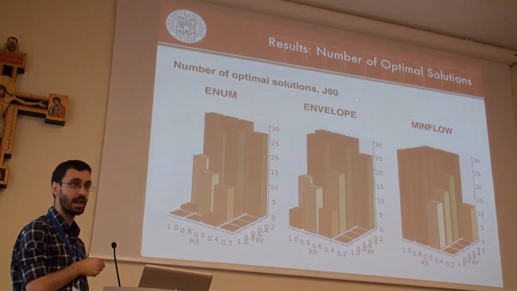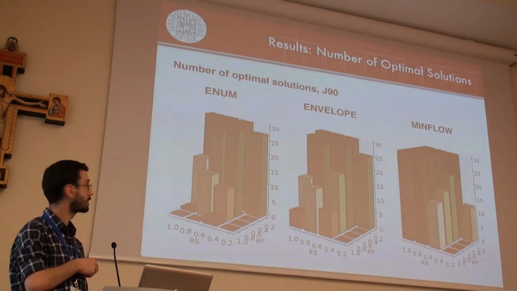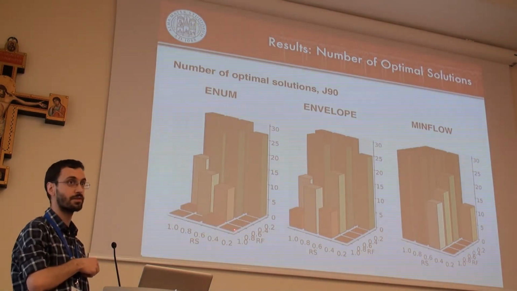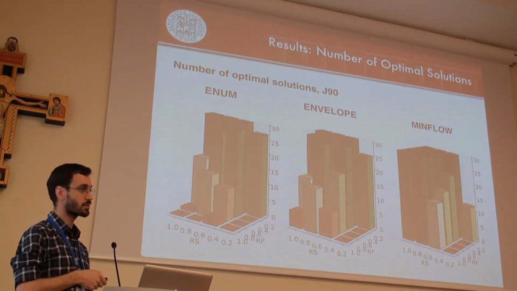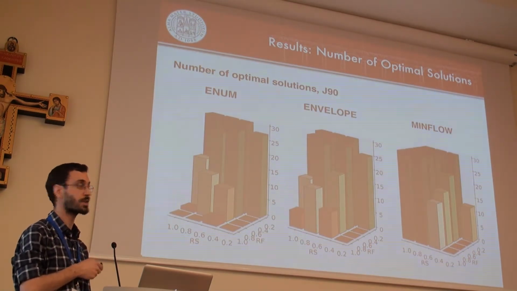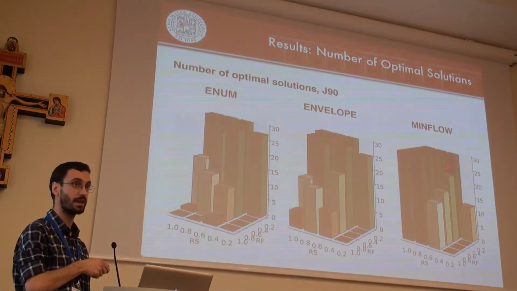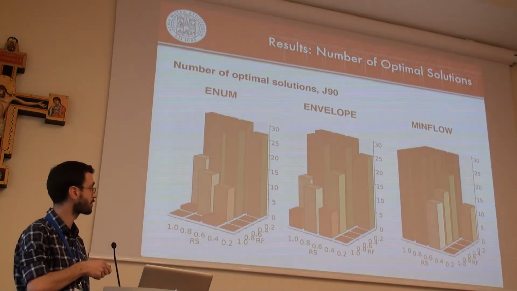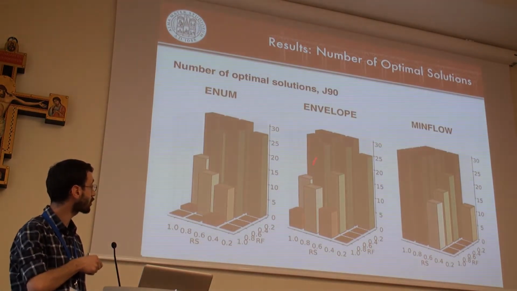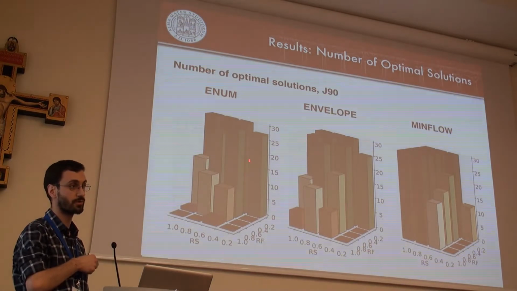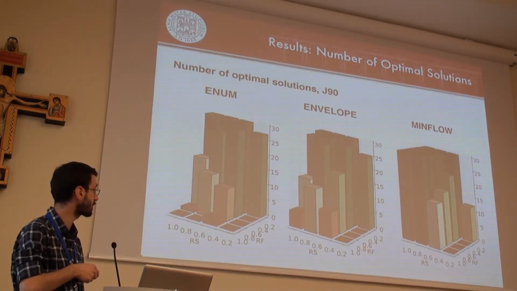If you move to J90, then the enumeration starts to become really impractical. In this corner, you can basically do nothing. The mean flow got worse, but not much worse than it used to be, which is very good. It means we can scale well. In particular, we are solving to optimality the left-hand side always. The envelope, interestingly, now shares a lot of the difficulties found by the enumeration approach. And this was kind of a surprise to me, but actually this was happening.